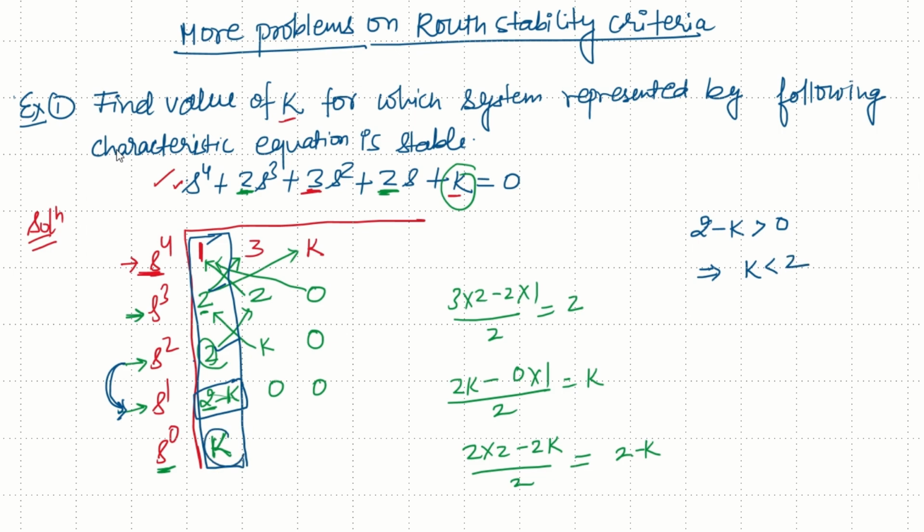Similarly, this k should also be greater than 0, because the system is stable and there should not be any sign change. So, finally, with these two conditions, we can say that the value of k should lie between 0 and 2. This is how we determine the value of k by applying this stability rule in the Routh-Hurwitz criteria.